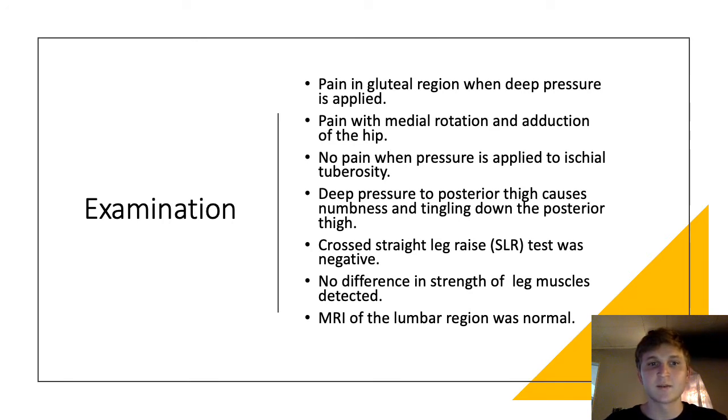During the physical part of the examination, the patient did experience pain in the gluteal region when deep pressure was applied. She also experienced pain with medial rotation and adduction of the hip. When deep pressure was applied to the posterior thigh, she experienced numbness and tingling. The cross straight leg raise test was negative, and there was no difference found in the strength of muscles between the left and right leg. An MRI of the lumbar region was done and it came back normal.